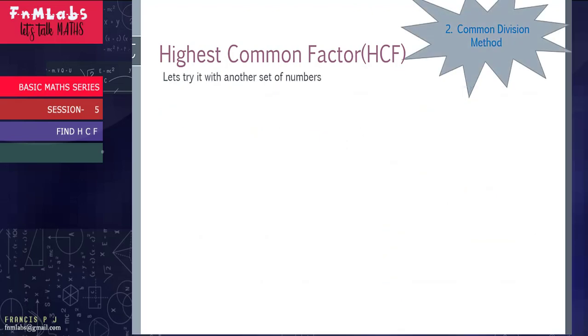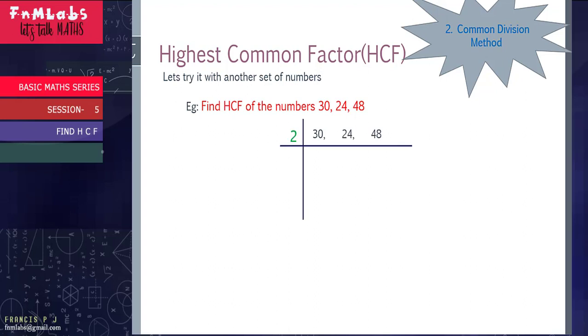Now let us try with another set of numbers. Find the HCF of the numbers 30, 24 and 48. We use the common division method. We write the numbers and find the least common factor. We divide by it and find the quotients. 3 will be the next least common factor. We divide by it. Again, we find 5, 4, and 8 as quotients. And we identify that now there are no common factors among 5, 4, and 8. We stop here. We find the HCF by multiplying 2 and 3, which is 6.